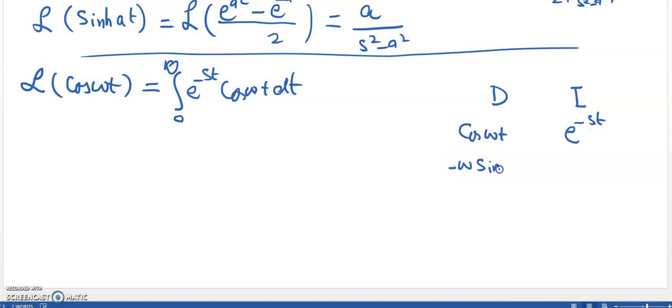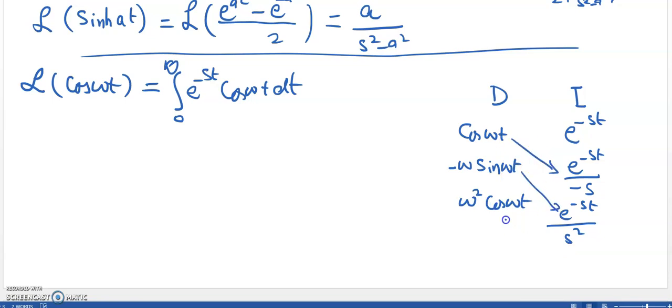It will be minus omega sine omega t, and the integral will be minus e power minus st over s, and then I will do it one more time. So it will be minus omega square cosine omega t, and the integral will be e power minus st over s square. Here the sign will be minus s, and then minus minus will become plus s square. This will never finish, but we have to use one trick, then we can find it. The sign convention is plus minus plus.